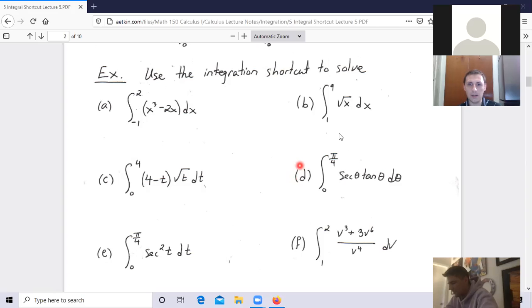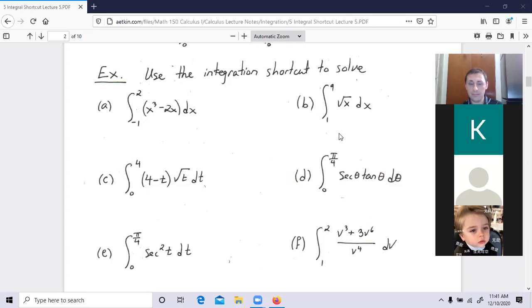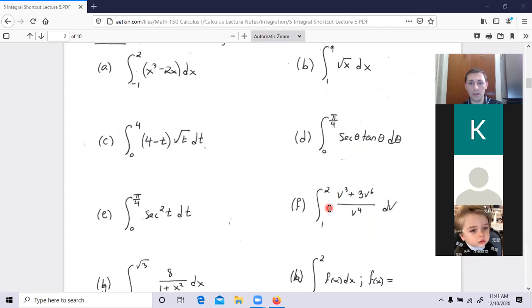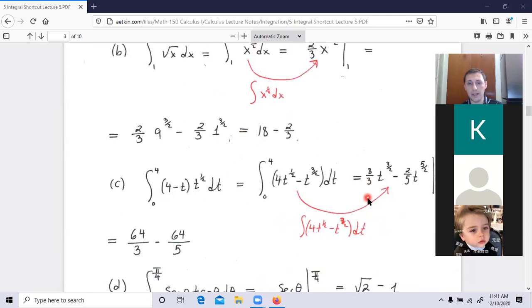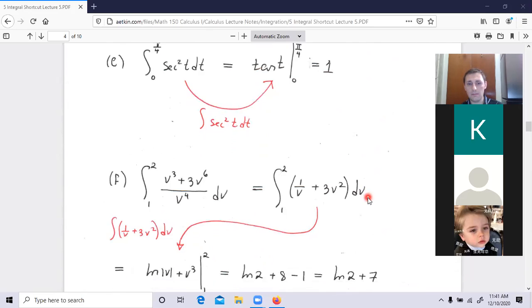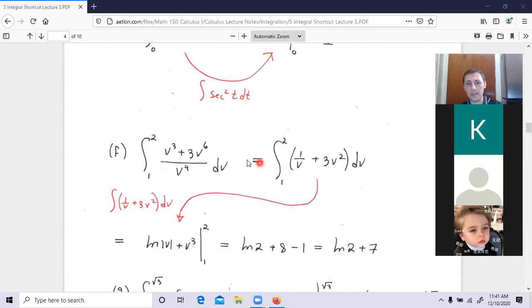All right, I was wondering for a while here. What's the answer? The integral here of v cubed plus 3v to the 6 divided by v to the 4. The best thing we can do is divide everything by v to the 4 and simplify it. So it's 1 over v plus 3v squared. And what's that? That's ln. Integral of 1 over v is ln of absolute value of v, plus v cubed here.